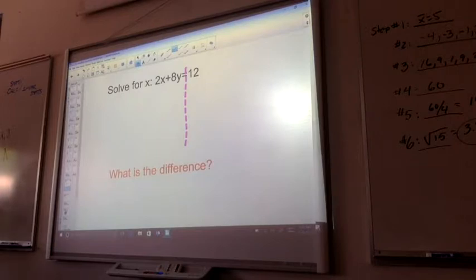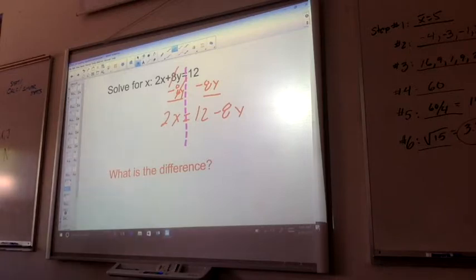So I want x to stay alone. So I'm going to subtract 8y from both sides. And by doing that, that will move that 8y to the opposite side. And that'll cancel this, so I get 2x. That'll be equal to 12 minus 8y. Now this is where students are like, oh, shouldn't I have negative 8y plus 12? Sure, but is it okay to leave it like that? Yeah, leave it just like that.